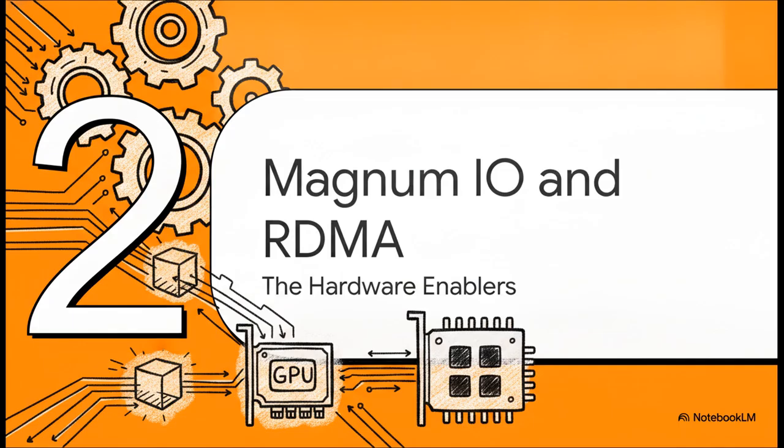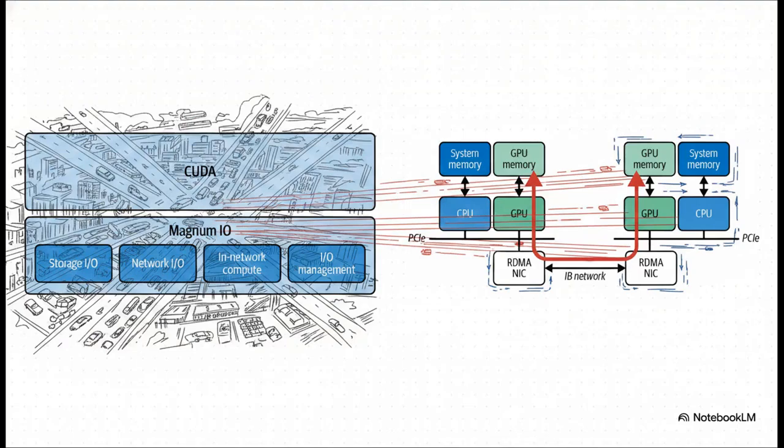Moving on to part two, Magnum I/O and RDMA, the hardware enablers. Let's see how this actually maps onto the physical hardware. How do we get these ultra-fast concurrent transfers without completely bogging down the system? Well, think of traditional data transfer like forcing all your traffic to drive through a brutally congested city center, that city center being your host CPU. But if you bypass the CPU and system memory entirely, you get a high-speed bypass. That's NVIDIA's Magnum I/O stack and GPU Direct RDMA, allowing direct memory-to-memory communication between remote GPUs straight over the network interface cards, or NICs.